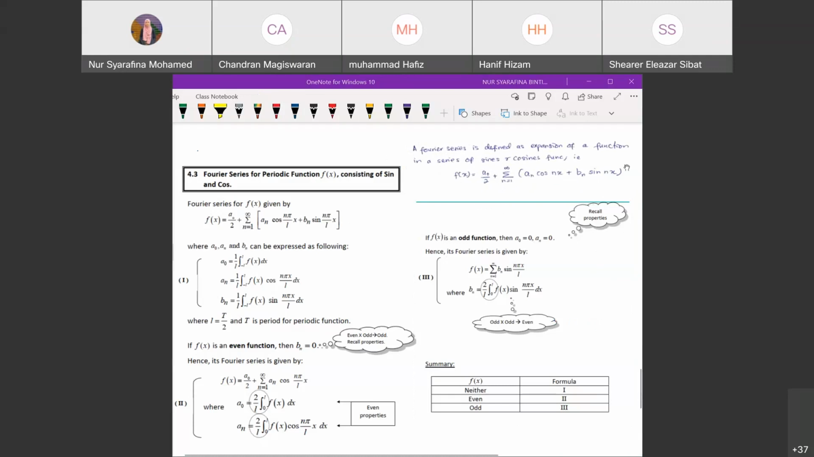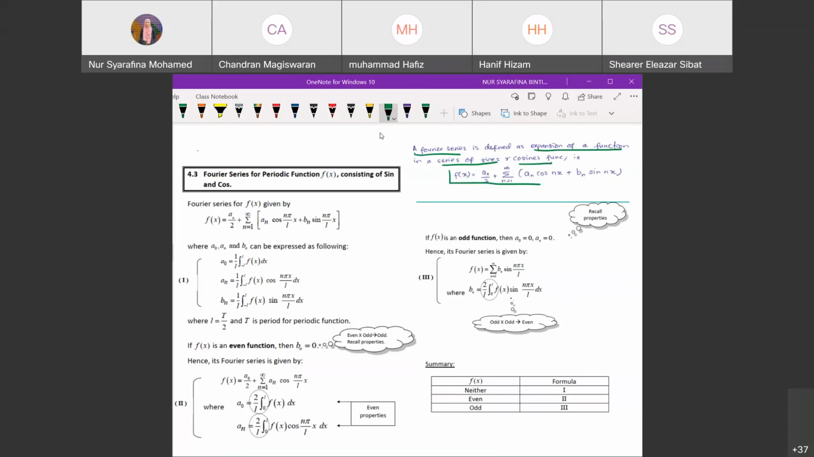All right. So now this is Fourier series. What is Fourier series actually? Why do you have to understand which one is even and which one is odd before you can proceed with Fourier series? Okay, so this Fourier series by definition is defined as expansion. We want to expand a function in a series of sines and cosines. This Fourier series is defined as expansion of a function in a series of sines and cosines.